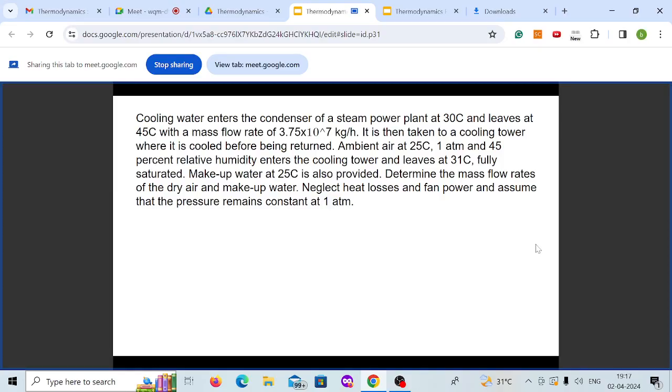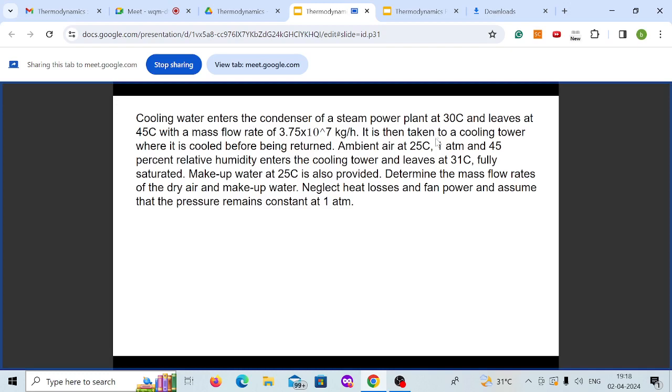The next, I think this is my final problem. The problem is on a cooling tower. So cooling water enters the condenser of a steam power plant at 30 degrees Celsius and leaves at 45 degrees Celsius with a mass flow rate of 3.75 into 10 power 7 kg per hour. So they have given the water which is going into a steam power plant. It is going in at 30 and coming out at 45 degrees Celsius, and the mass flow rate is given.